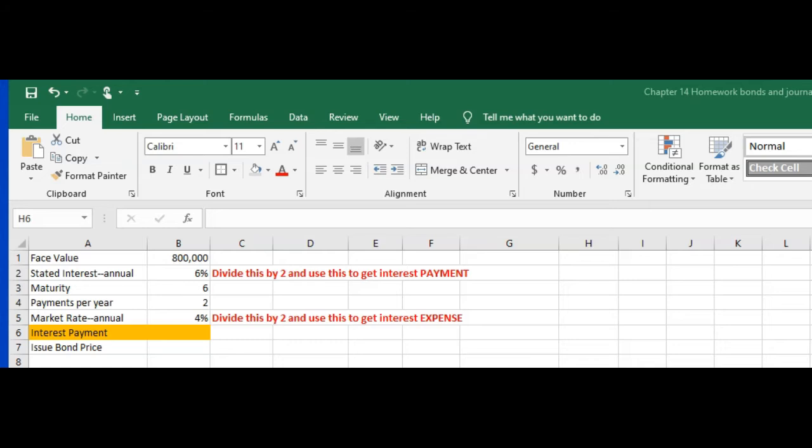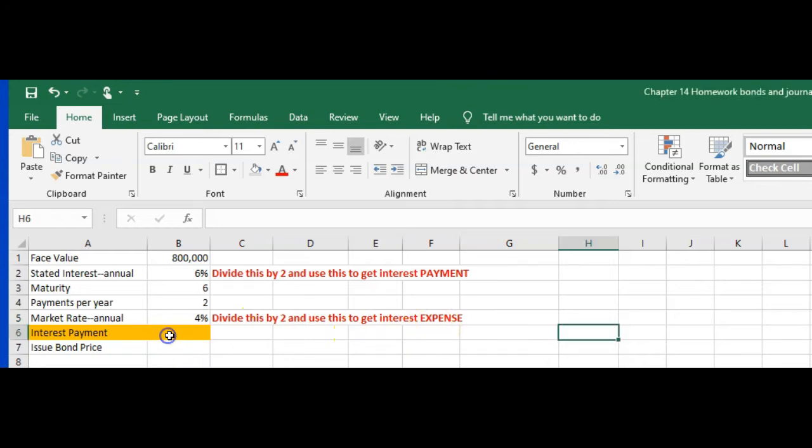Okay, so using scenario 1, we have a face value of $800,000 and the given stated rate is 6%. We have a maturity of 6 years and there are 2 payments per year. We know the market rate is 4%. Notice this little bit of comment in red. We are going to use the stated rate to get the interest payment, and you're going to use the market rate to get interest expense.